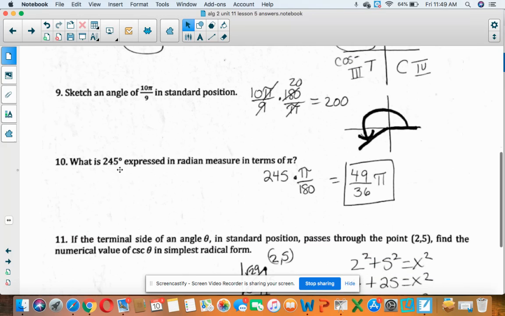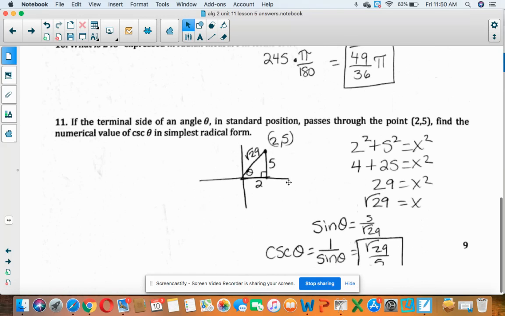I want to take 245 degrees and express it in radian measure. So that means I'm multiplying by pi over 180. So I'm going to get 245 pi over 180, and that can be simplified to 49 pi over 36. Okay, you can just divide 245 over 180 and get a decimal and then change that back to a fraction. Just don't forget that the pi is still with the number.